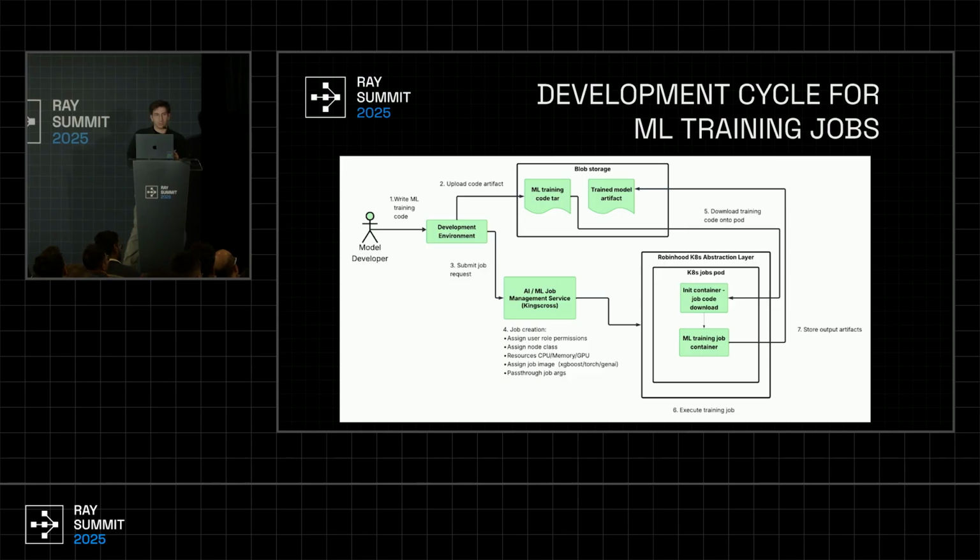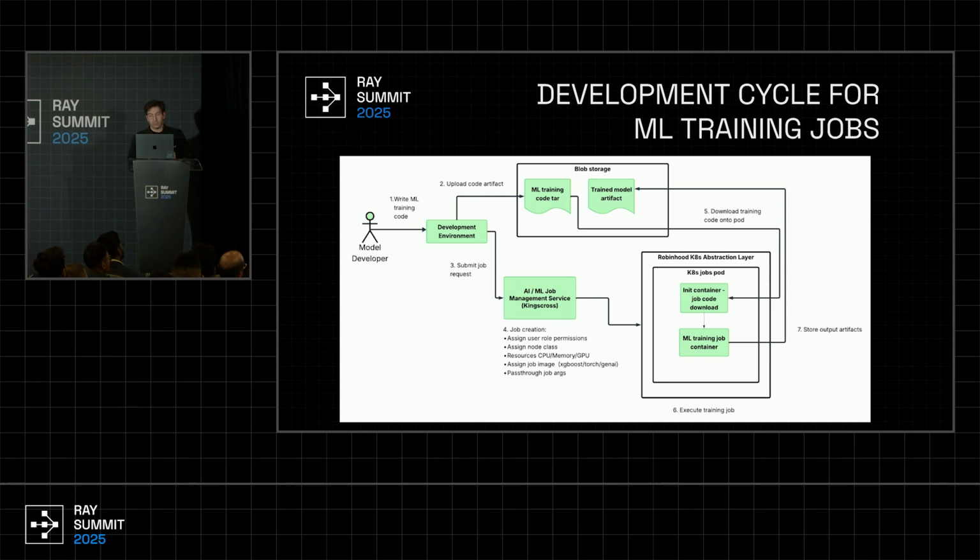Inside of the King's Cross server, we will translate this user request into a Kubernetes API call specifying information that includes what is the user's role and the permissions that they should have to different data sources, the node class that they want for scheduling their job, and the amount of resources they want in terms of CPU, GPU, and memory. We'll also assign the job image based on one of the centralized job images that has dependencies pre-installed that our team maintains. And finally, we'll pass through all the users' train script specific arguments that they've provided.